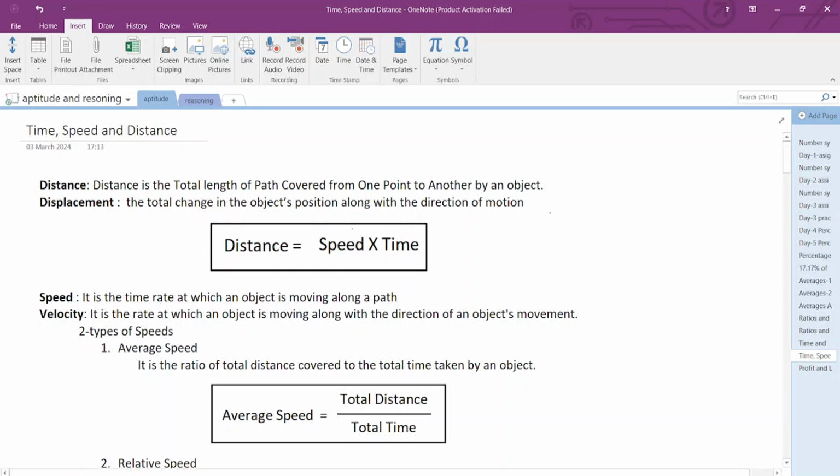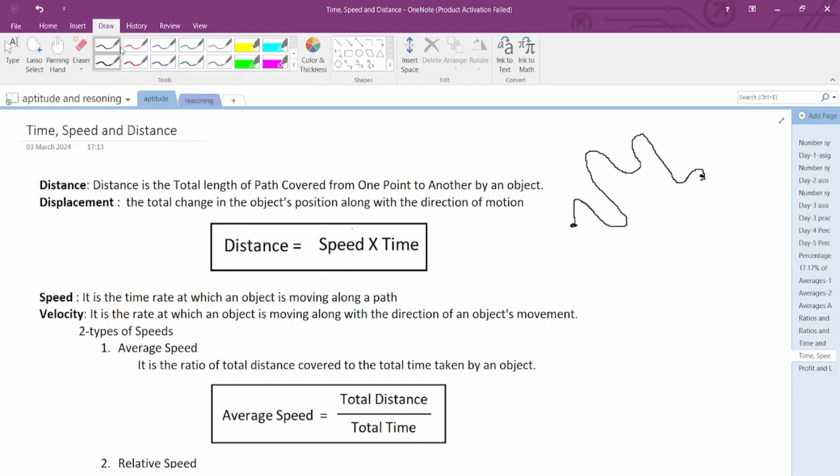Let's suppose some vehicle is going randomly like this to this point. All of this we call distance. Let's suppose this is A and this is B. If you go from point A to point B, I draw some line, and if you follow this path anywhere randomly, this is called distance.